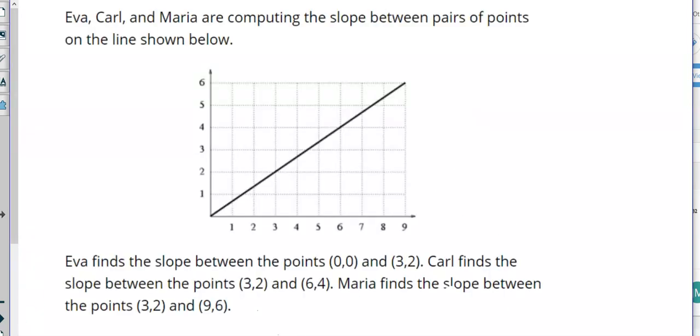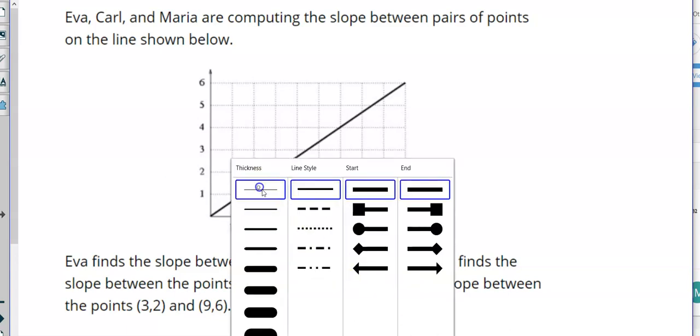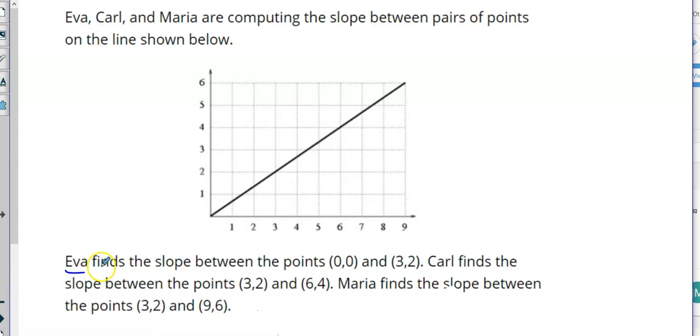Let's just look at one more. Looks like 3 people are going to compute the slope. I just want you to see this. It's kind of interesting. So if we look at Ava here, we're going to find the slope between these points. To do that, I'm going to draw a slope triangle here. So (0, 0) is this point. (3, 2) is this point. To go up from there, I go up 2 over 3. So it looks like the slope is 2/3.